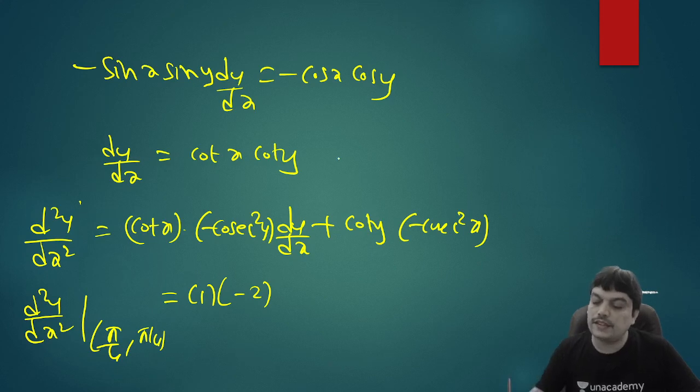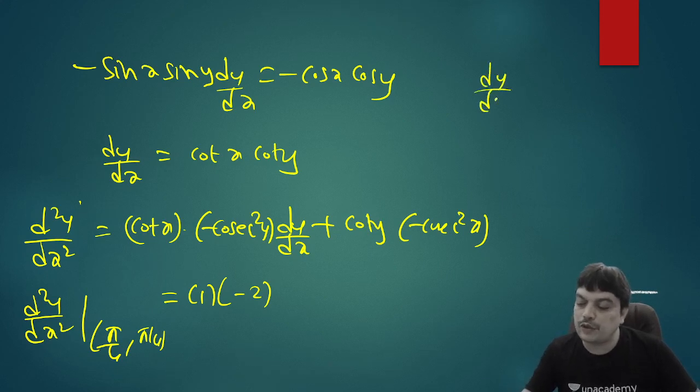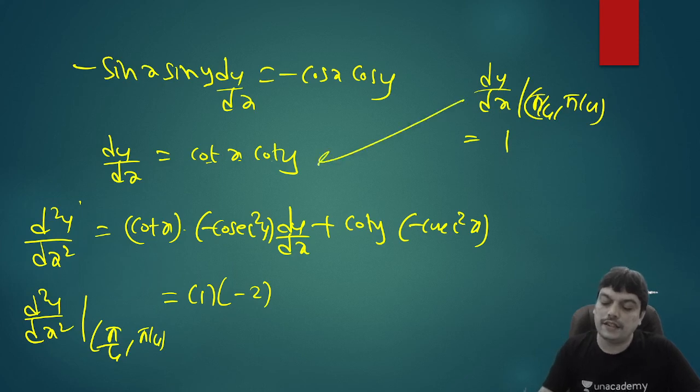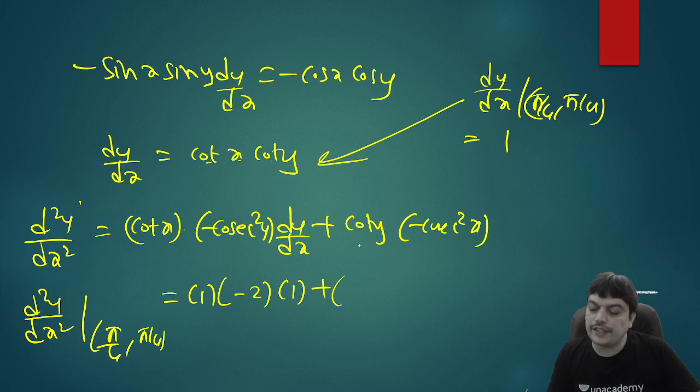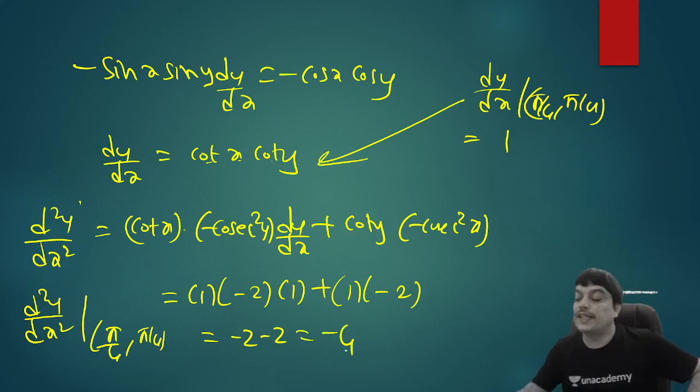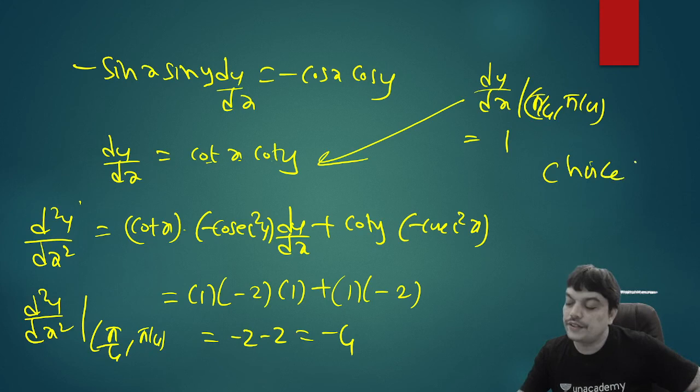So let us just find out what dy by dx is at pi by 4 to use it here. So when you want this value at pi by 4, you know that it is cot pi by 4 into cot pi by 4, that is 1. Put that here, it will give you 1. So that is 1. Again, you have cot 45 here, which is 1, minus of cosecant square 45, which is 2. So we'll get minus 2, minus 2. So the answer is therefore minus 4. So that means choice A is the correct answer.